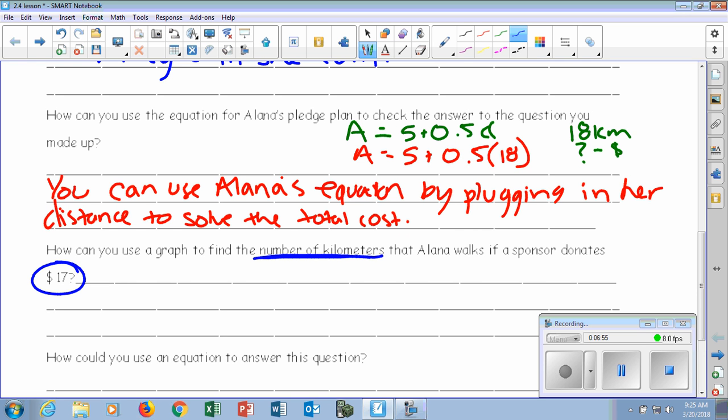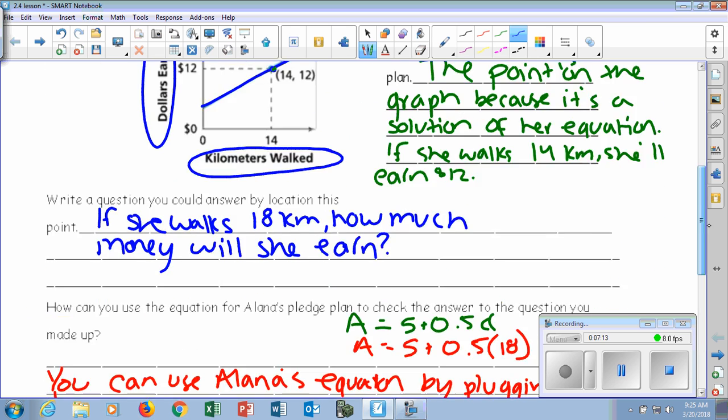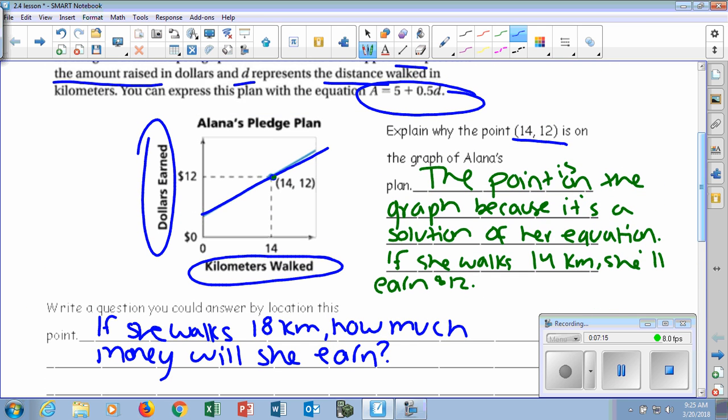How can we do that by looking at the graph? Before we did it looking at the equation and creating it with the equation, but Gracie, how can I do it now looking at a graph? If they tell us $17, what's the distance? I'll go up to my graph. They say it's $17. So that's going to be probably somewhere, I'll do it in a different color. It's going to be somewhere probably up here, right? How can I find what my money is? What my distance is?